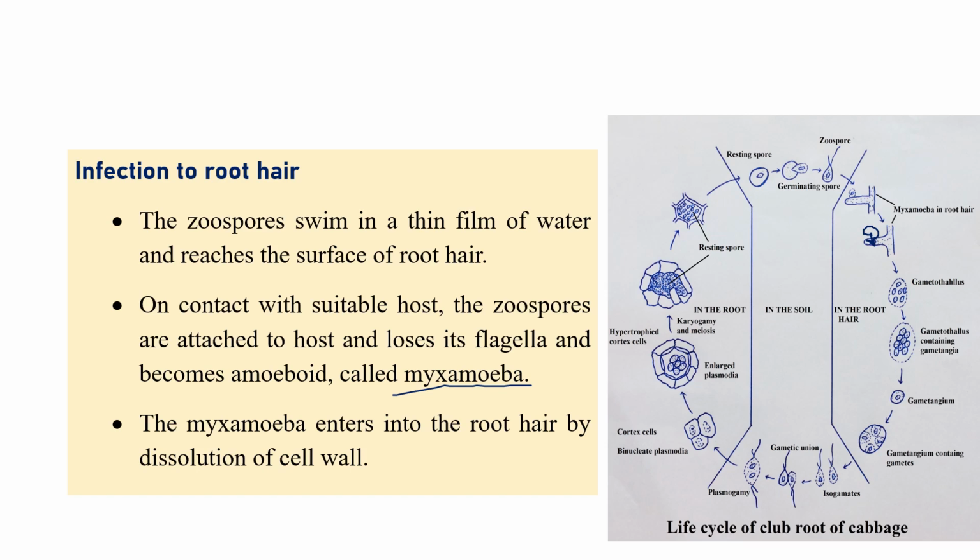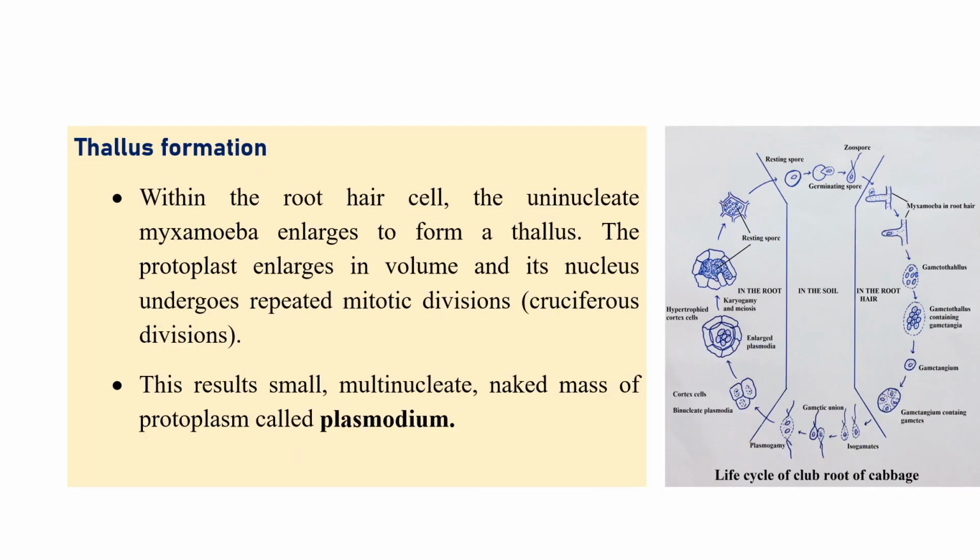That myxoamoeba enters into the root hair by dissolving the cell wall. Once it enters the root hair region, this uninucleate myxoamoeba enlarges. Again, it enlarges, and we can see compartmentalization happens. It will slowly divide into a multinucleate mass of protoplasm, and starts to divide into different segments, small uninucleate spores. We can also call them zoospores. When released, it is called a zoospore.